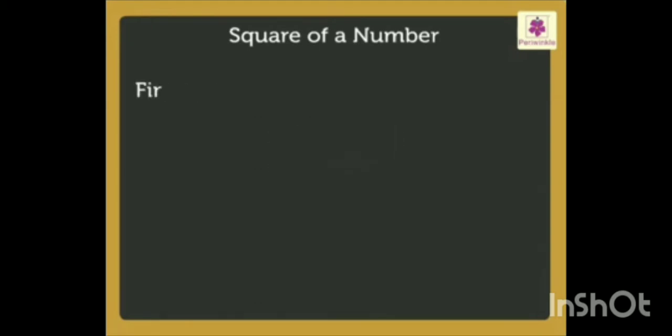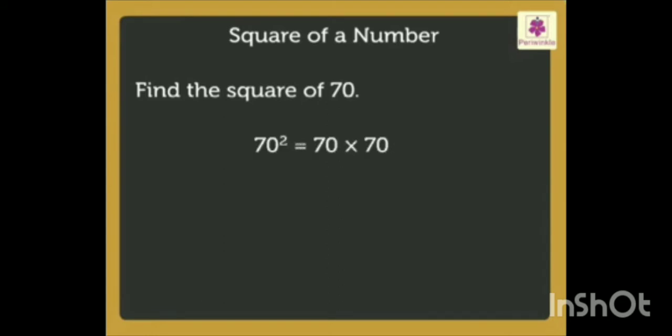Now, quickly find the square of 70. Here, first find the square of 7. That is, 7 into 7, which is equal to 49. Now, place 2 zeros after 49. So, we get the answer as 4,900. Thus, 70 square is equal to 4,900.